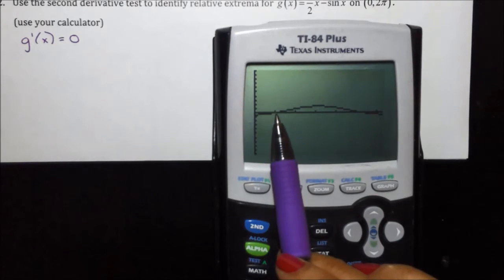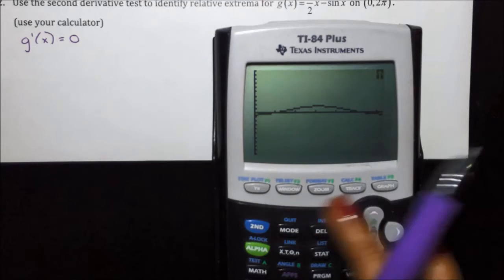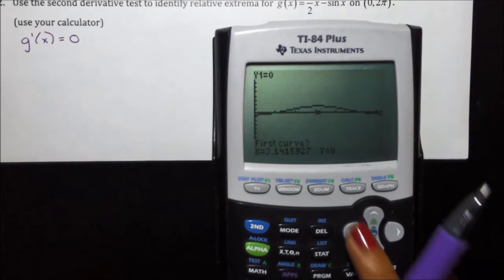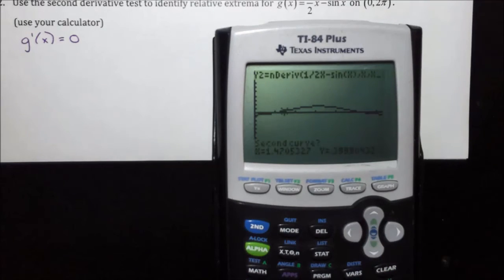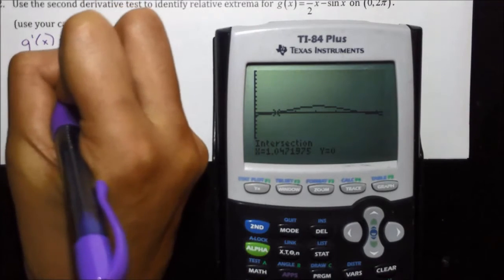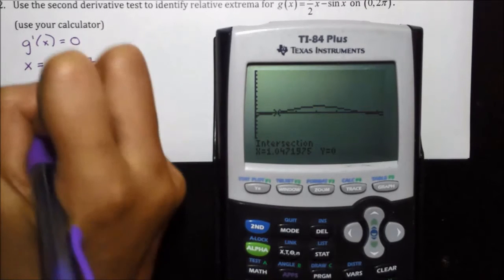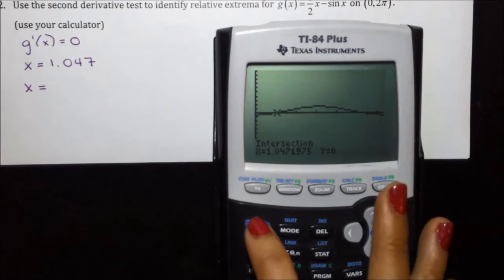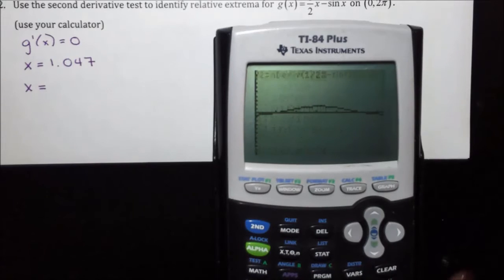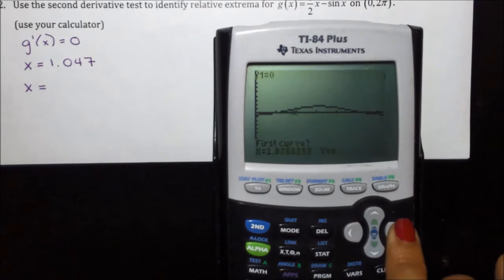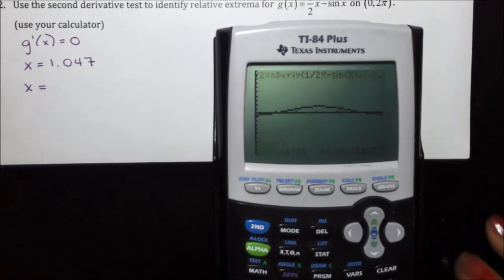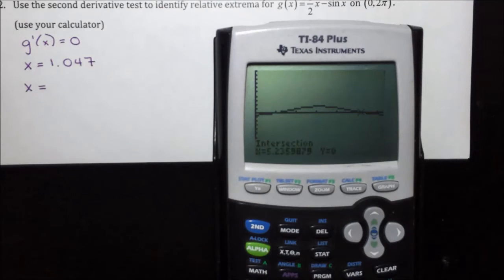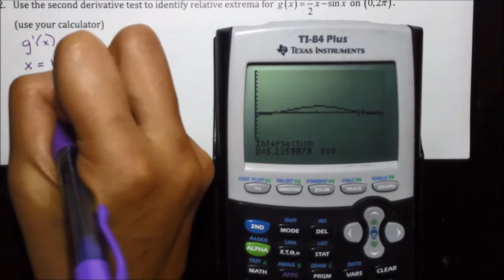So we have two intersections, one right here and one right here. Let's do second calc intersect. I'm going to find both of them. First curve, second curve, guess. So x equals 1.047 and x equals, going over to this side, 5.236.